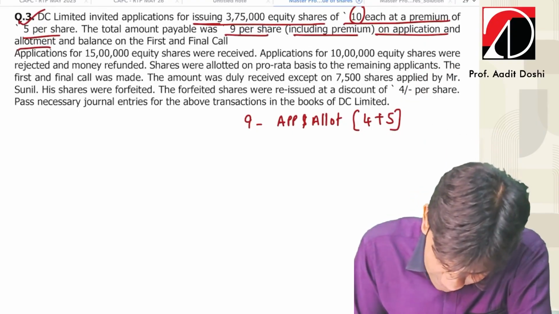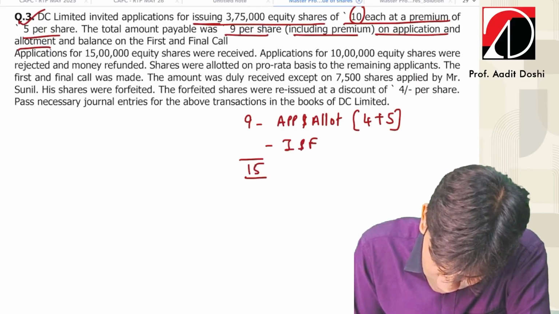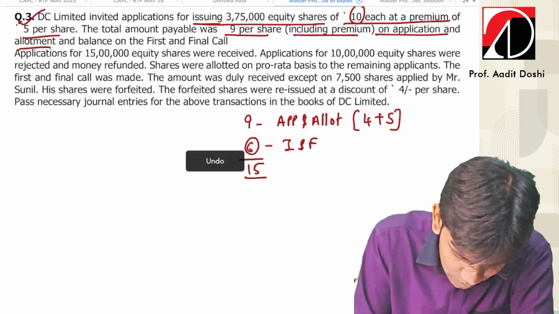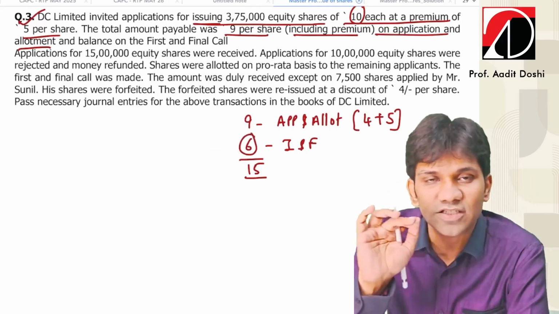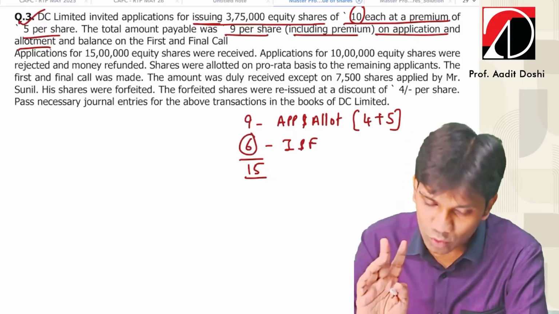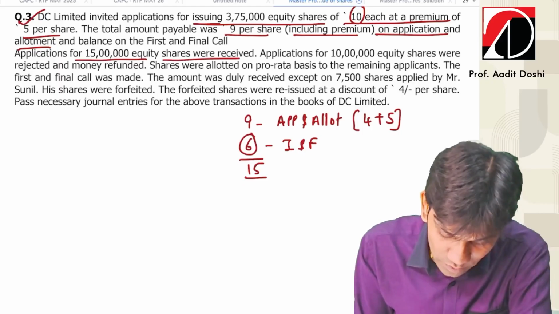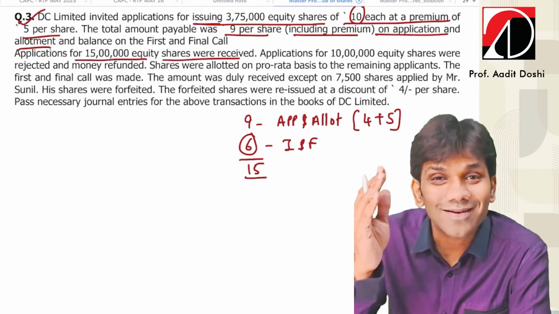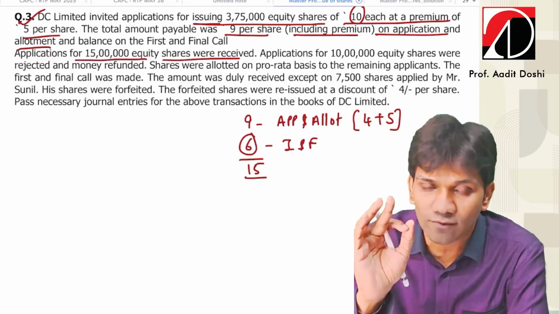Fine. And balance on first and final call. Total 15. ये 6 रुपया first and final call. So only 4 entries I am expecting. Application allotment 2 entries, first and final call 2 entries. Applications for 15 lakh equity shares were received. Wow. 3,75,000 इशू किए और 15 lakh एप्लीकेशन है, तो क्लियर केस ऑफ ओवर सब्सक्रिप्शन.